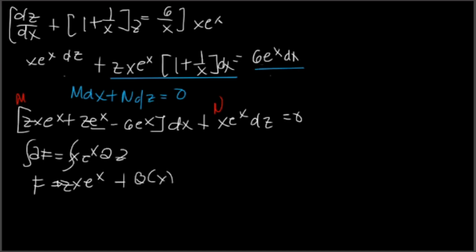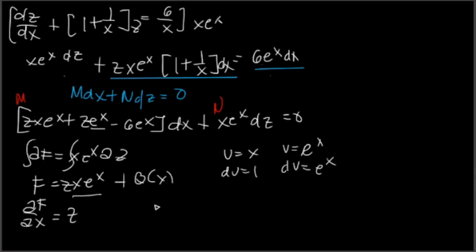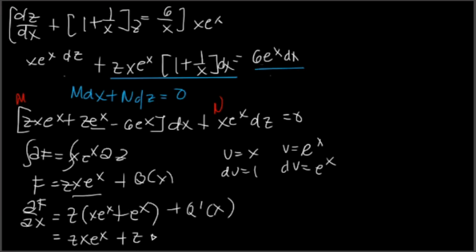So differentiate na natin tong f in terms of x. So df over dx is equal to, copy natin yung constant z, then product rule ulit. So u is equal to x, v is equal to e raised to x, du is equal to 1, dv is equal to e raised to x. So z times x e raised to x u dv plus v du e raised to x plus q prime of x. So distribute na natin yung z natin dito. That would be z x e raised to x plus z e raised to x plus q prime of x.